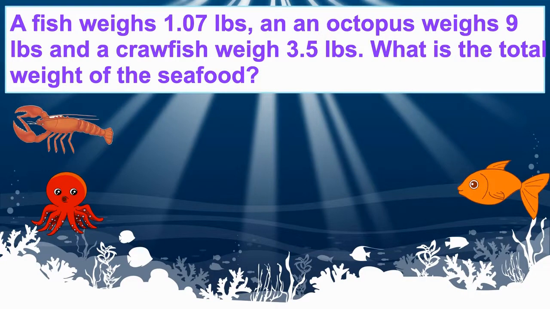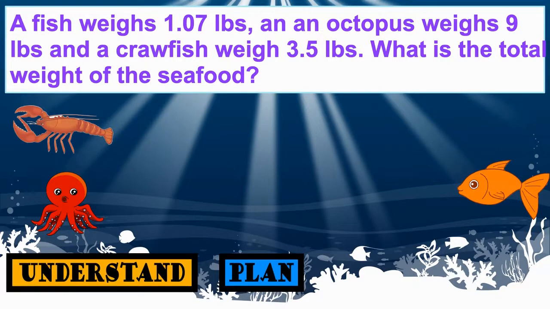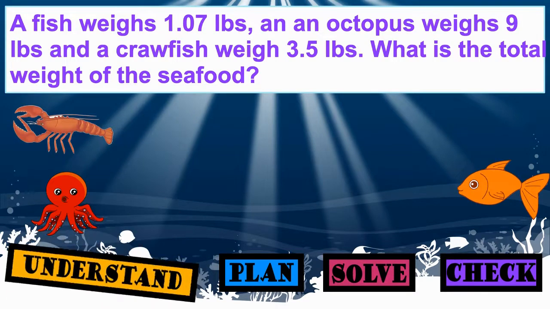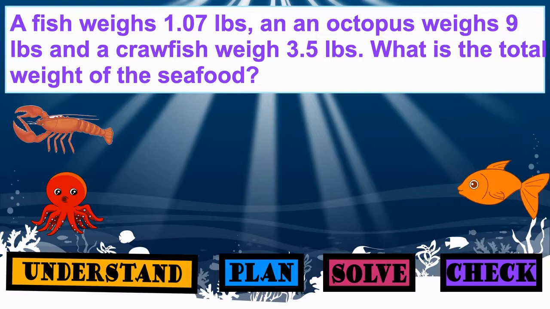This one looks exciting. Again, we're going to use the understand, plan, solve and check method. Let's begin by understanding the problem. When we understand, we read the problem, identify the question, and circle what we know. Let's begin by reading the problem. A fish weighs 1 7/100 pounds, an octopus weighs 9 pounds, and a crawfish weighs 3 5/10 pounds. What is the total weight of the seafood?